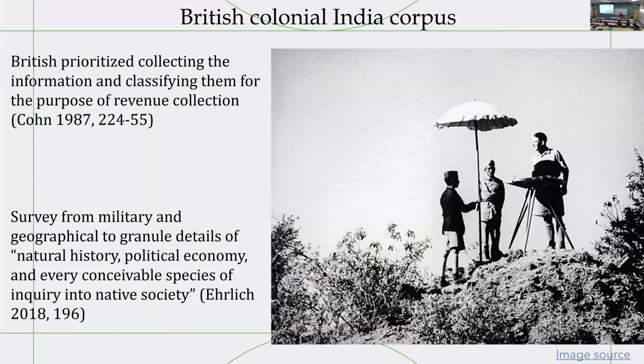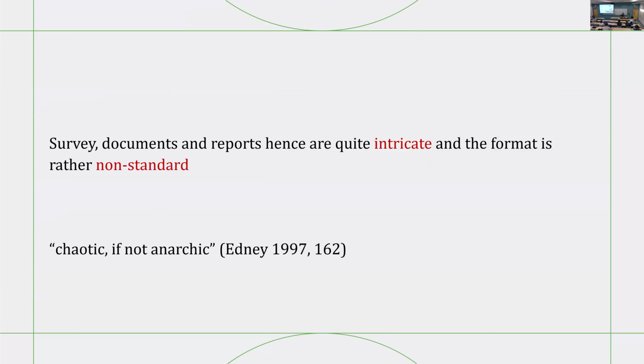During the survey and documentation process, they started looking at even the granular details of natural history, political economy, and every conceivable species of inquiry into native society, as Evelyn, I'm sorry if I pronounced that name wrongly, pointed out in his dissertation. Also, not only to control the land, but also for revenue purposes, how to monitor the revenue collection from the colonized subjects.